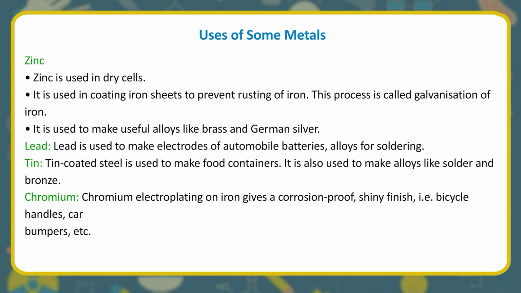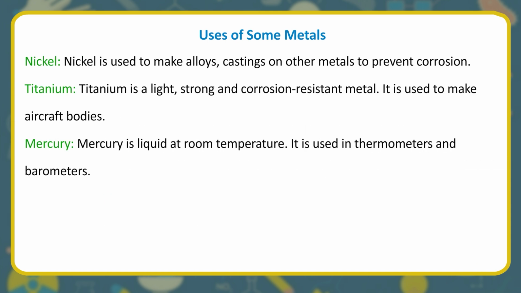Chromium. Chromium electroplating on iron gives a corrosion-proof, shiny finish, i.e. bicycle handles, car bumpers, etc. Nickel. Nickel is used to make alloys, castings on other metals to prevent corrosion.